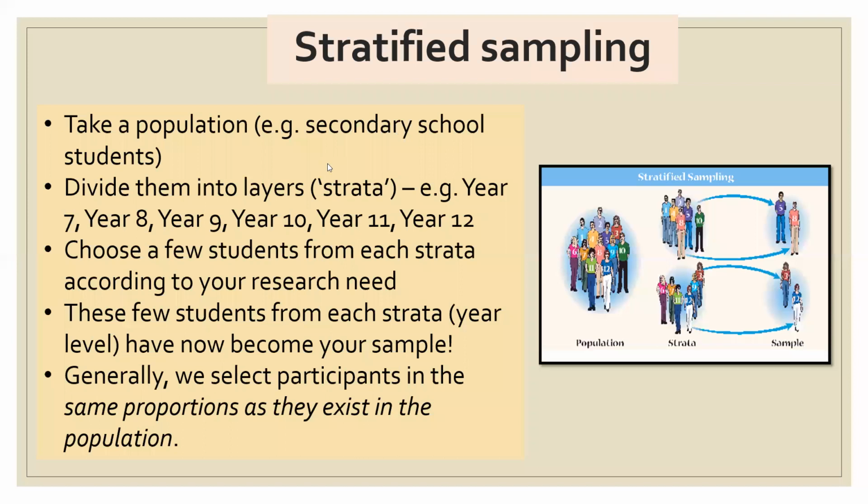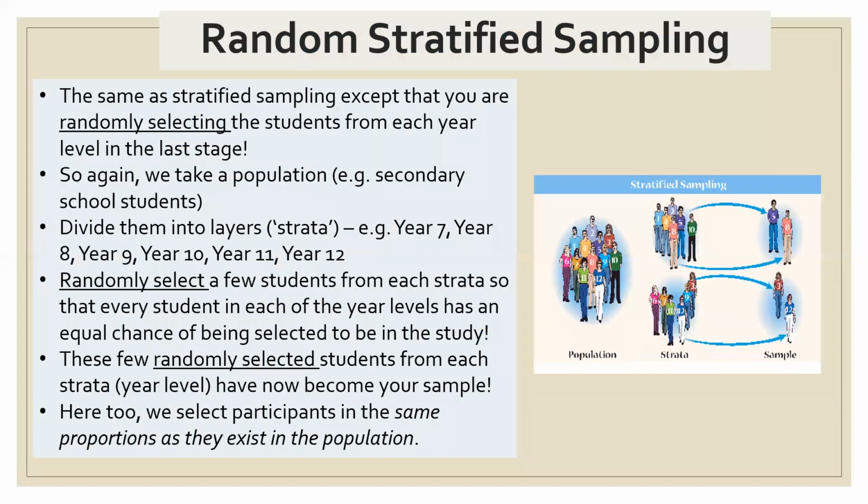Yeah, exactly. Okay, so the next one is random stratified sampling. It is exactly the same as stratified sampling, with only one main difference. The one main difference is that when we are selecting students from year 7, year 8, year 9, year 10, from those different layers, we're not choosing them based on a characteristic. We're not asking the English teachers, give me your best English students. We're not choosing who's the best at maths from each year level. What we are doing is we are randomly selecting.